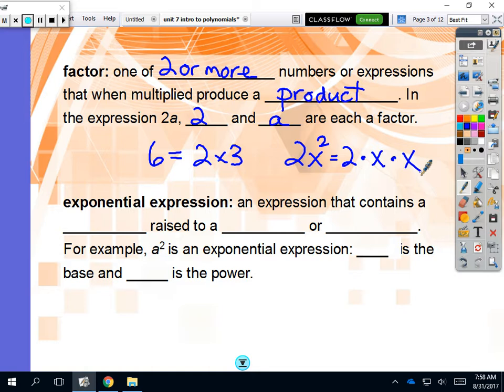An exponential expression is an expression that contains a base raised to a power, which sometimes we call an exponent. For example, we have a squared. That's an exponential expression. What is the base of that? Well, the base is always the number on the bottom, the big number. So that would be a. And what is the power? The power is your exponent, so that's 2.